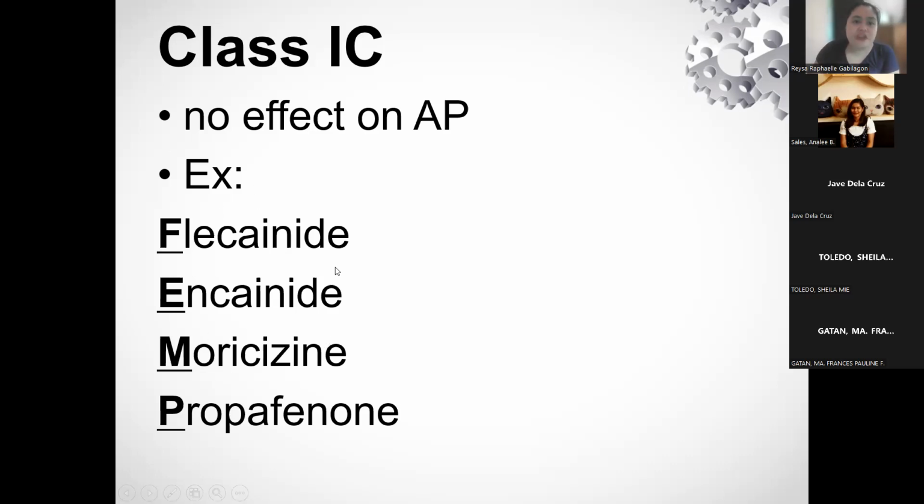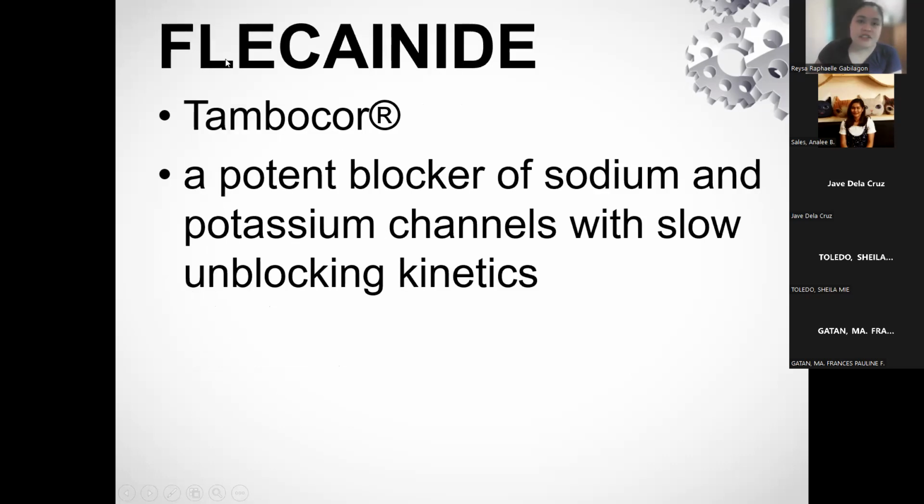So we have here 4 drugs: flecainide, encainide, moricizine, and propafenone. However, they are not really very common drugs, so you really have to make a double effort to remember these drugs also. For flecainide, our brand name for this is Tambocor. I just don't know if this is really available in the Philippine market nowadays. I don't remember seeing this in the pharmacy, but nevertheless, if there is, then that's good.